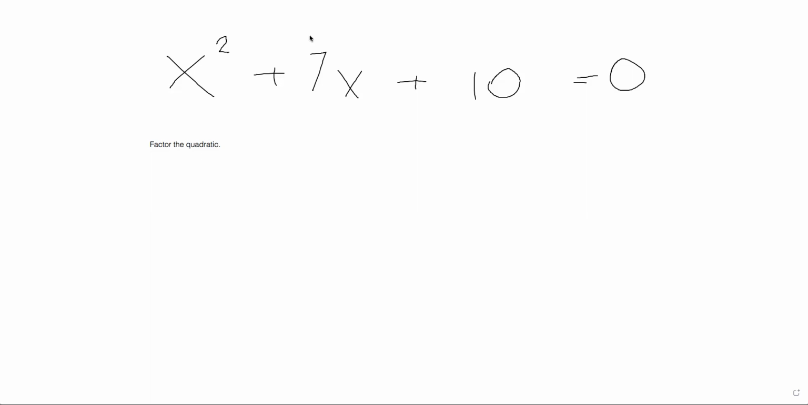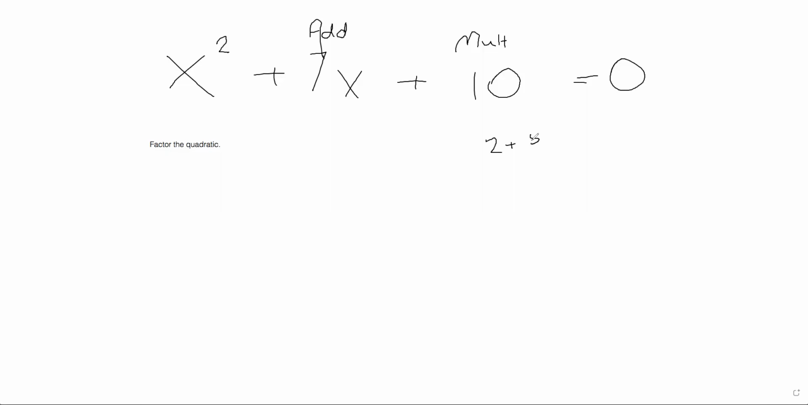So to factor it, remember we want to add up to our middle coefficient. We want to find two numbers that add up to 7. We want to find two numbers that multiply to 10. I'm not going to go through the tedious part of this. I'm just going to give you the answer. The two numbers that multiply to 10 and add up to 7 would have to be 5 and 2.